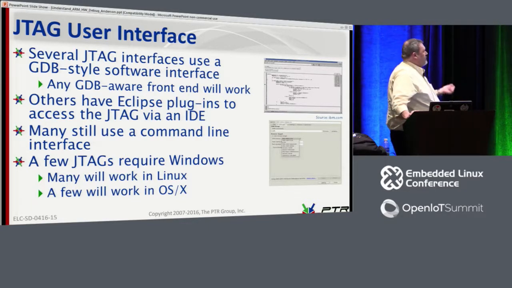There are very few JTAGs, however, that work in OS X. So if you're interested in doing a lot of work where you might require a JTAG, Windows and Linux are your two primary choices. It turns out the Sager does in fact support OS X, so it's one of the few that do. And I think OpenOCD also sits on top of OS X as well. So we'll run into OpenOCD a little bit later in this presentation.